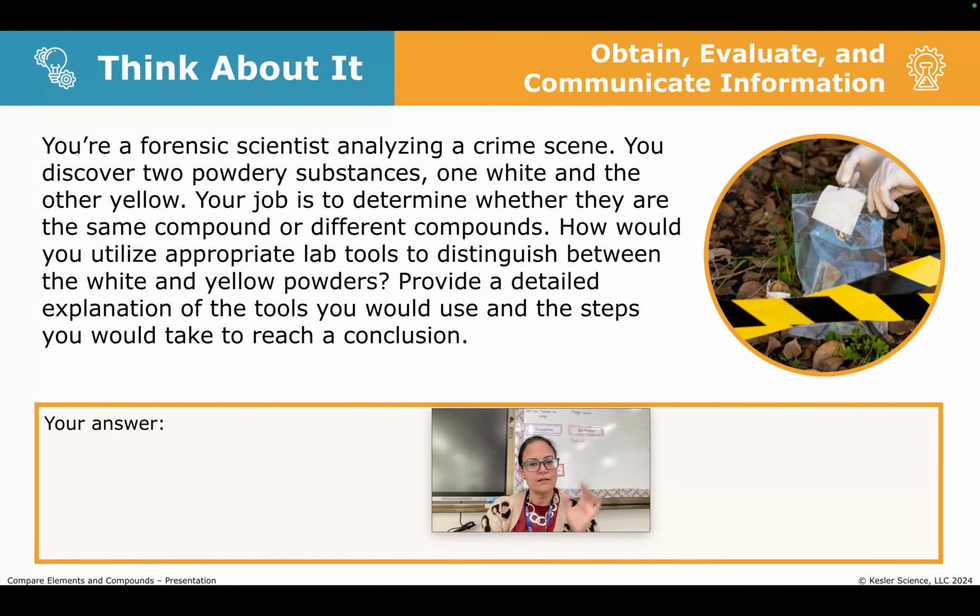All right, so think about this. You're a forensic scientist analyzing a crime scene. You discover two powdery substances, one white and the other yellow. Your job is to determine whether they are the same compound or different compounds. How would you utilize appropriate lab tools to distinguish between the white and yellow powders? Provide a detailed explanation of the tools you would use and the steps you would take to reach a conclusion. So how could you figure out what these things are? What do you think?